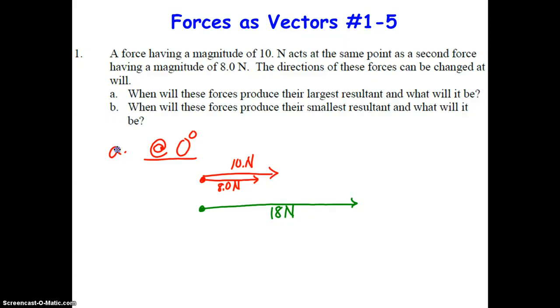For B, when will these forces produce their smallest resultant? That should also sound familiar to you. The smallest resultant of any two vectors is always when they're orientated at 180 degrees to each other.